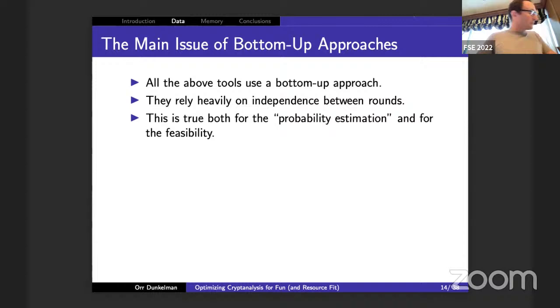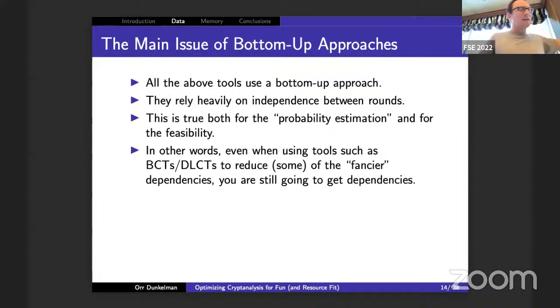So I would like to mention that besides the probability estimation of these tools, they're also incapable of saying whether the actual property that they found is feasible. It might be that there is some transition which cannot happen. And because they look at the problem locally, they don't see global connections. Again, putting aside for a second hash functions, where you can do that, but most of the time you cannot. And even if you're using tools like BCTs or DLCTs to reduce some of the dependency in the transition between one side of the boomerang to the other side, or from one side of the differential-linear approximation to the other side, there are still internal or local dependencies between rounds in the differential, which is not really handled by these tools.